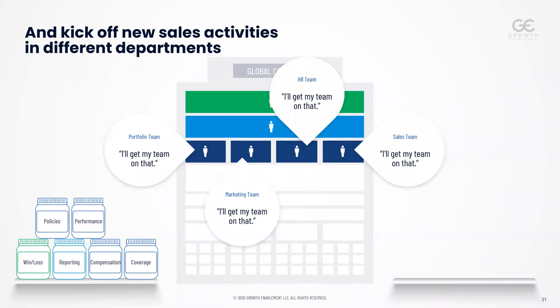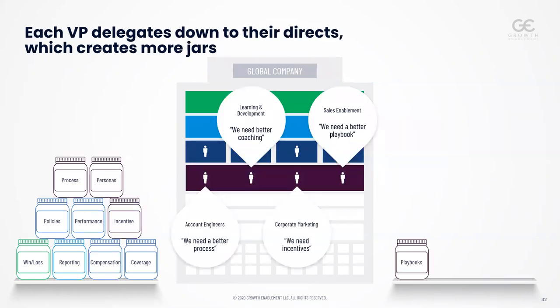The human resources team says, you know what, I'll get my team on helping with that. So they're going to do one or two of those things. Or the sales organization is going to say, I'm going to get my team on that. And you can see the jars are starting to accumulate. What kinds of initiatives are being launched right now, while we're on this call? Boom, new jars are being demanded. The marketing team, the portfolio team, all of these different groups with their jars.